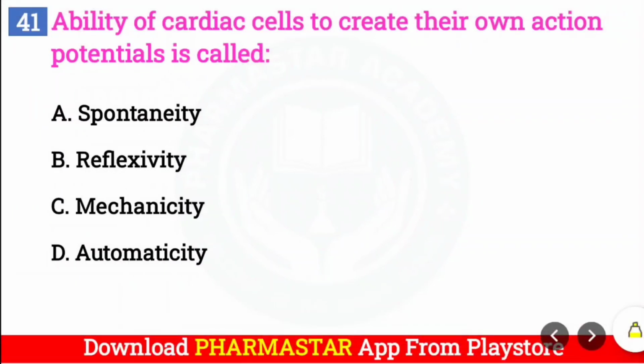Next question. The ability of cardiac cells to create their own action potentials is called: option A. Spontaneity. B. Reflexivity. C. Mechanicity. D. Automaticity. The correct answer is automaticity. Automaticity is the unique characteristic of specialized cardiac cells, primarily the pacemaker cells in the sinoatrial node, to spontaneously generate their own electrical impulses without external nerve stimulation. The correct answer is option D, automaticity.